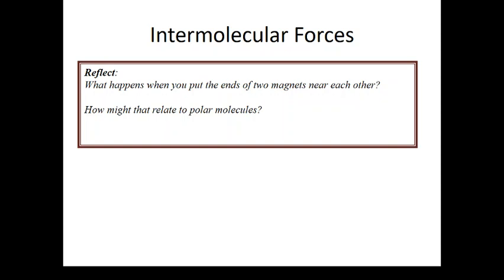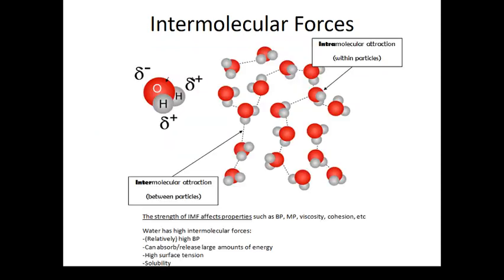So how might that relate to a polar molecule? Like a magnet, we know that polar molecules have a positive end and a negative end. Thinking about the concept of opposites attract, we come up with two terminologies. We have intramolecular attraction within the particle, such as covalent bonds. And we have intermolecular attraction, which means between particles.